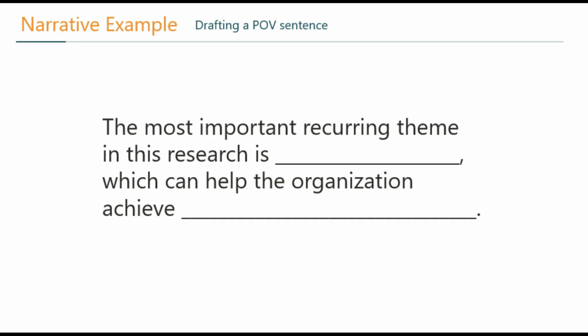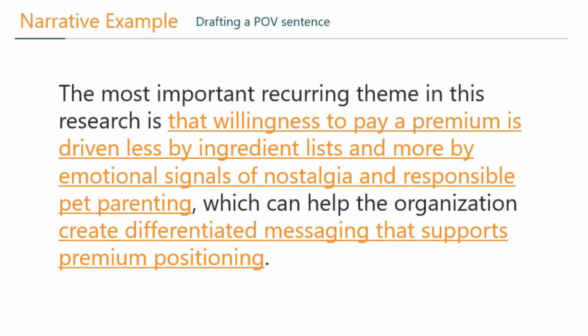For a company looking to increase market share in the premium pet food category, this might become: the most important recurring theme in this research is that willingness to pay a premium is driven less by ingredient lists and more by emotional signals of nostalgia and responsible pet parenting, which can help the organization create differentiated messaging that supports premium positioning. That single sentence makes meaning obvious.